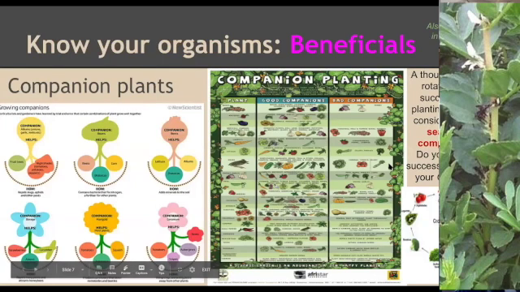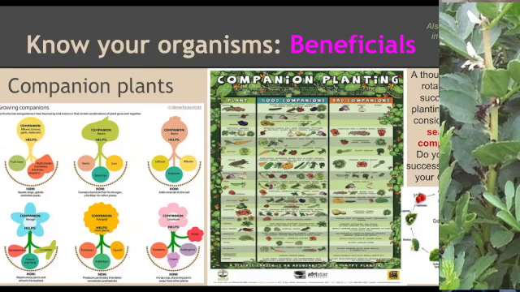Another group of beneficials, the one that I heard a lot of you talk about when we were discussing this in the chat earlier, is the companion plants. And so these will often be, this is sort of the exception to the general definition. These are plants that we will plant on purpose. For example, legumes, they're a great companion crop because they're nitrogen fixers, all right?